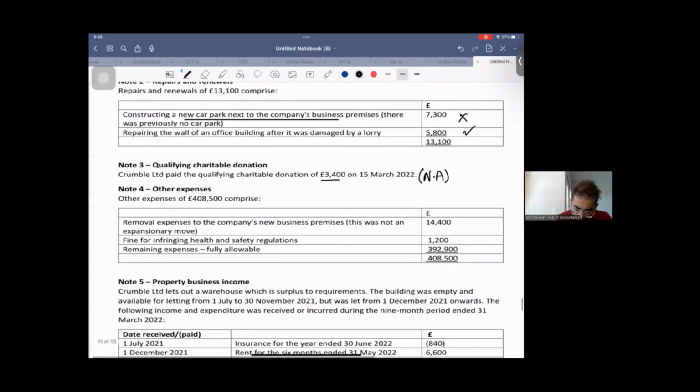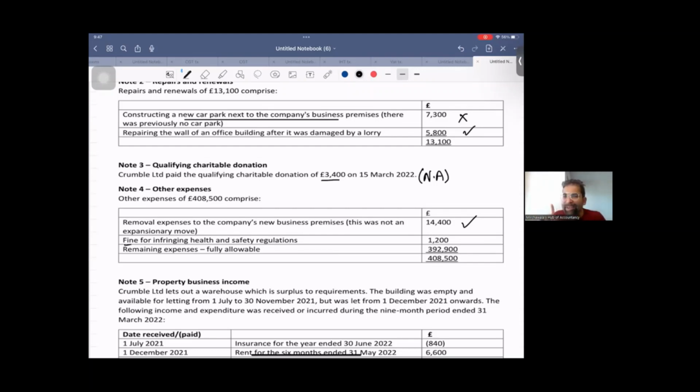Then note number 4. Other expenses. Removal expenses to the company's new premises. Yes, it is allowed. Remember I gave you this example in my normal course: if you had a 500 square yard office in Bangalore and you are shifting to another 500 square yard office, it is allowed. This is not an expansion. But if you move from 500 to 2000 square yards, this is improvement. If it is an expansionary move, then not allowed. If non-expansionary, then allowed.